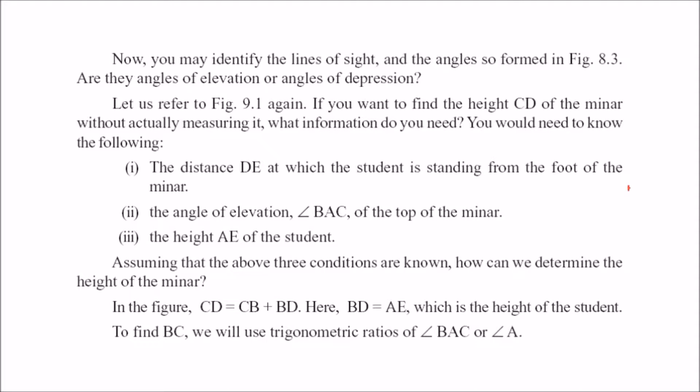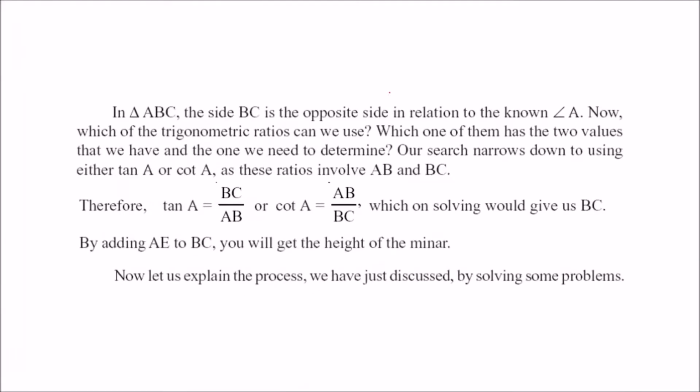So you see that if we know the distance from the foot of that particular object or building, then just by knowing the elevation of our eyes or the depression, we can find out the height or the distance. We are going to see this in various examples.